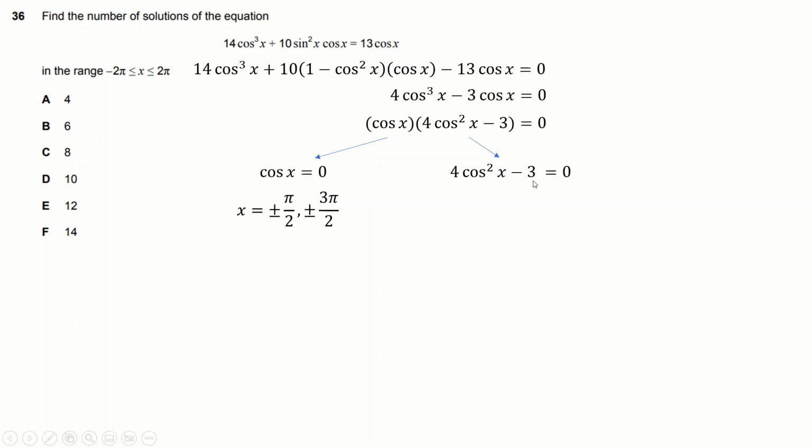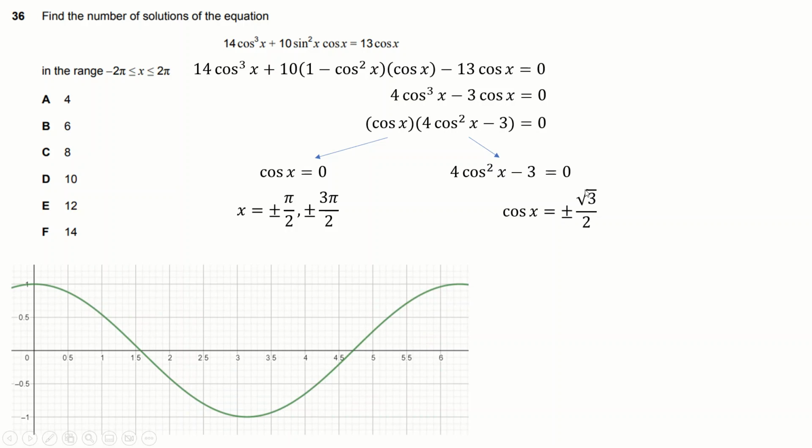When you rearrange this, you get cos squared x is 3/4. Root that, and you get plus or minus root 3 over 2. Now, when does this happen? Well, you should know the principal solution of cos x equals root 3 over 2. That's at x equals pi over 6, right?